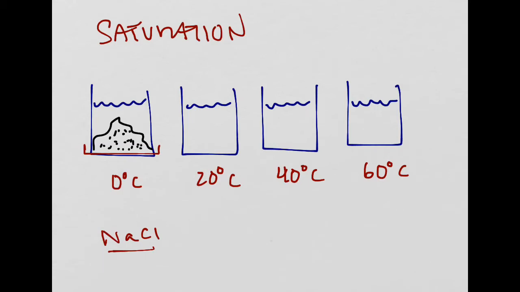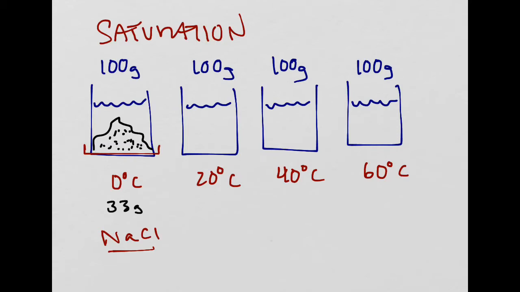Now the other thing that's going to be important here is that I fix the same amount of water in each one of these things. So let's just say every single one of these is 100 grams of water. Now if I were to do this, I would find that at 0 degrees C, I can dissolve about 33 grams of NaCl in 100 grams of water. And if I continued to do the same experiment, I would find that I could dissolve about 35 grams of NaCl at 20 degrees Celsius. And then I would keep doing this and collecting this information. And so you'd have a data set that would look something like that.